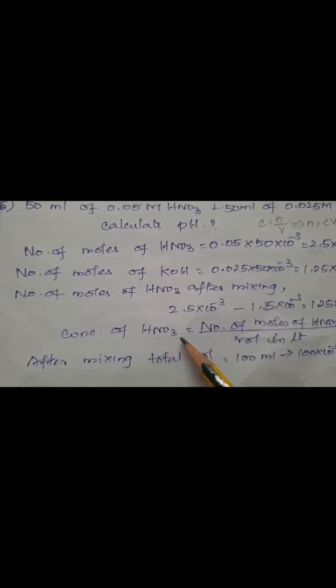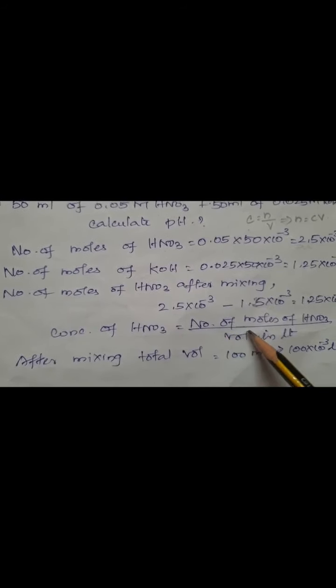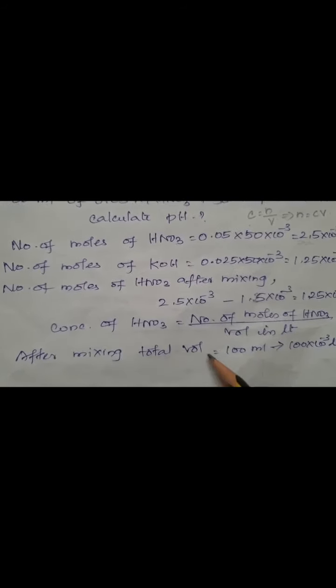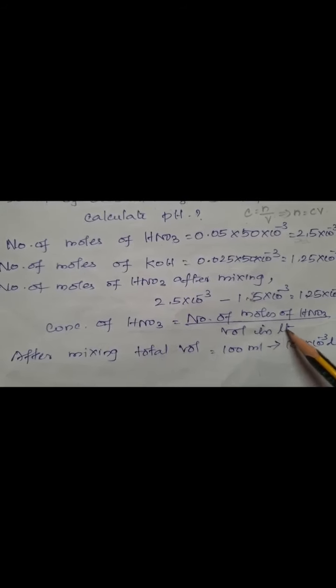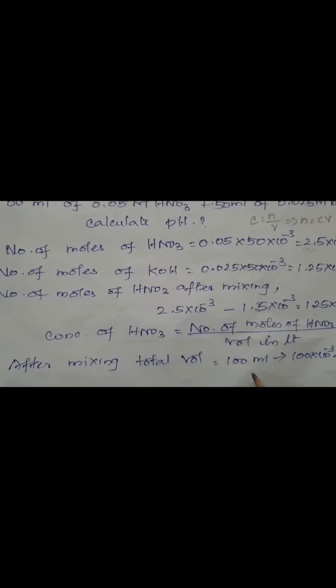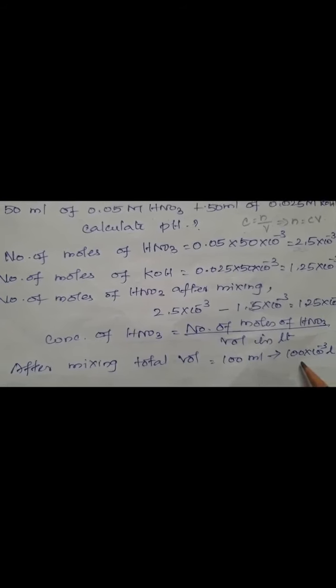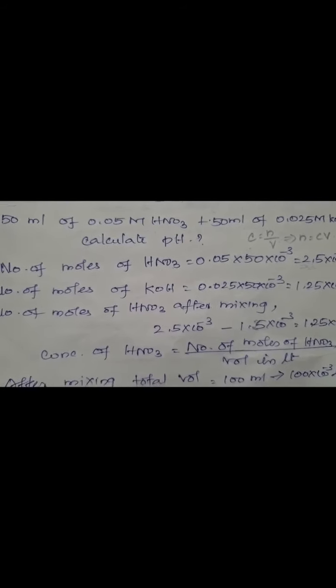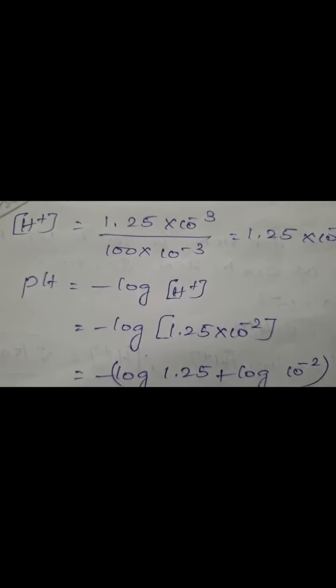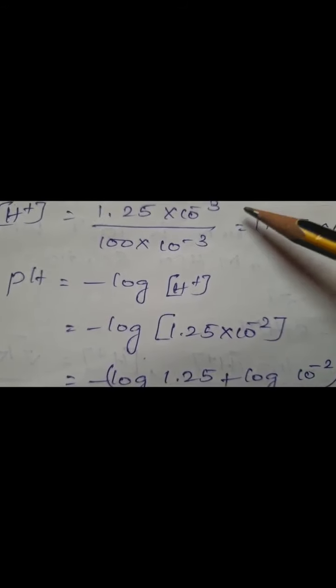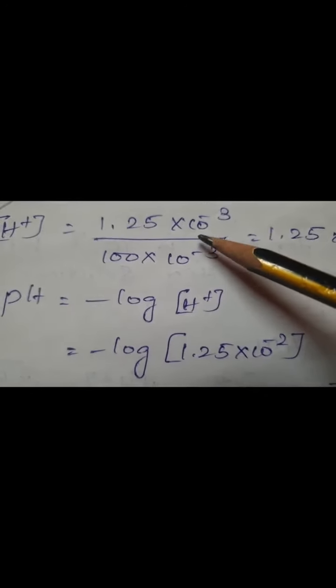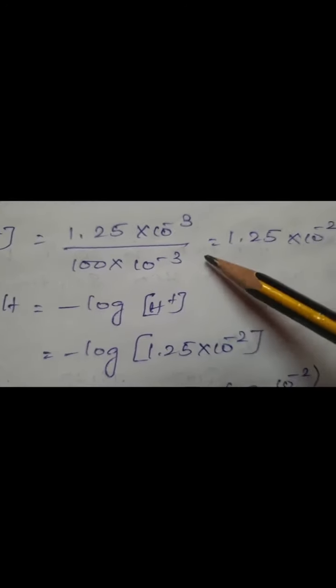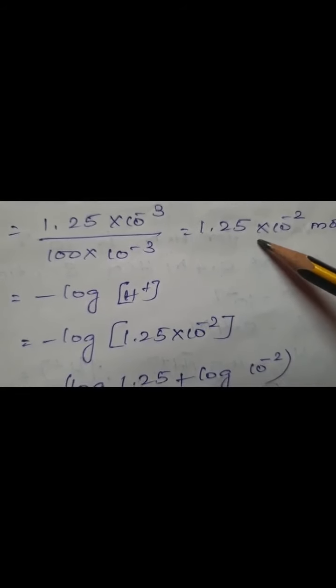So concentration of HNO3 is equal to number of moles divided by volume. After mixing, the total volume, by simple step we can calculate 50 ml and 50 ml. So 100 ml, milliliter to liter means 100 into 10 power minus 3 liter. So what is the formula to calculate H plus concentration? H plus concentration is equal to concentration by volume. After mixing, how much is remaining? 1.25 into 10 power minus 3 divided by 100 into 10 power minus 3. So you can get 1.25 into 10 power minus 2.